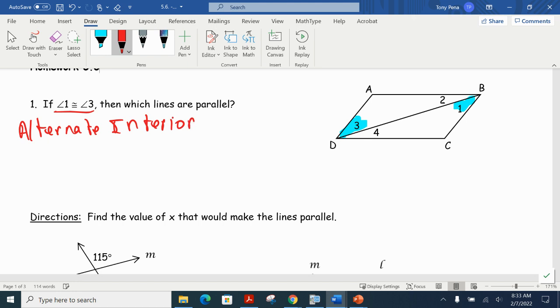What we want to know then is the alternate refers to your transversal. So we want to know what's the transversal. Interior refers to the lines that are actually parallel to each other. Okay? And that's what we're kind of identifying. What lines are parallel to each other? So if we look at angle 3, it is created by this segment here and this segment right here. And then angle 1 is created by this segment that again goes through the middle, as well as this line here.